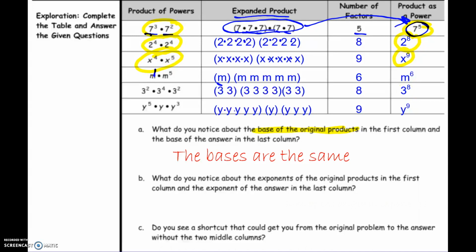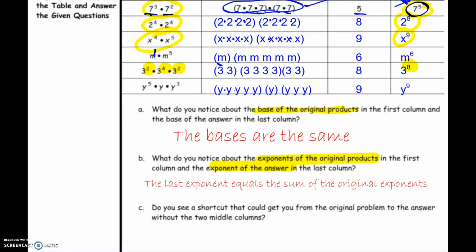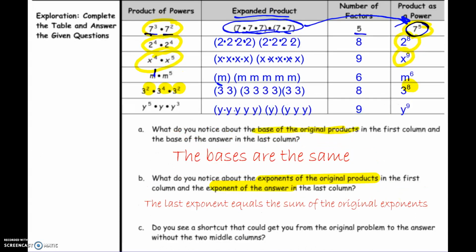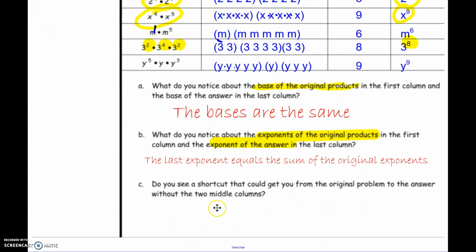Second question, what do you notice about the exponents in the original versus the exponent in the answer? Again, not supposed to be a trick question. What you should see is there are exponents in the original problem, and if you add them all together, it gives you the final exponent. So what you should have written is the last exponent equals the sum of the original exponents, all those exponents added together. So what's the shortcut? Well, the shortcut is that if you have numbers being multiplied together and they are the same base, then all you have to do is add the exponents together.